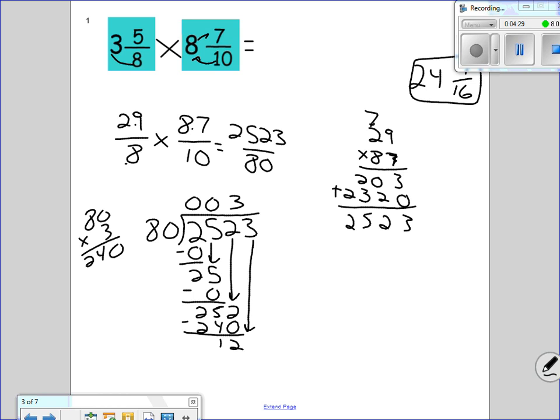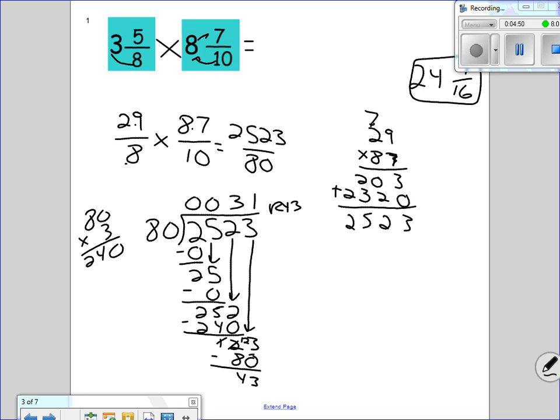Bring down this 3. How many times can 80 go in 123? It can go in there 1 time because that would be 80. I'm going to subtract this, borrow. We have to borrow here, which will give me 43. So the remainder is 43.